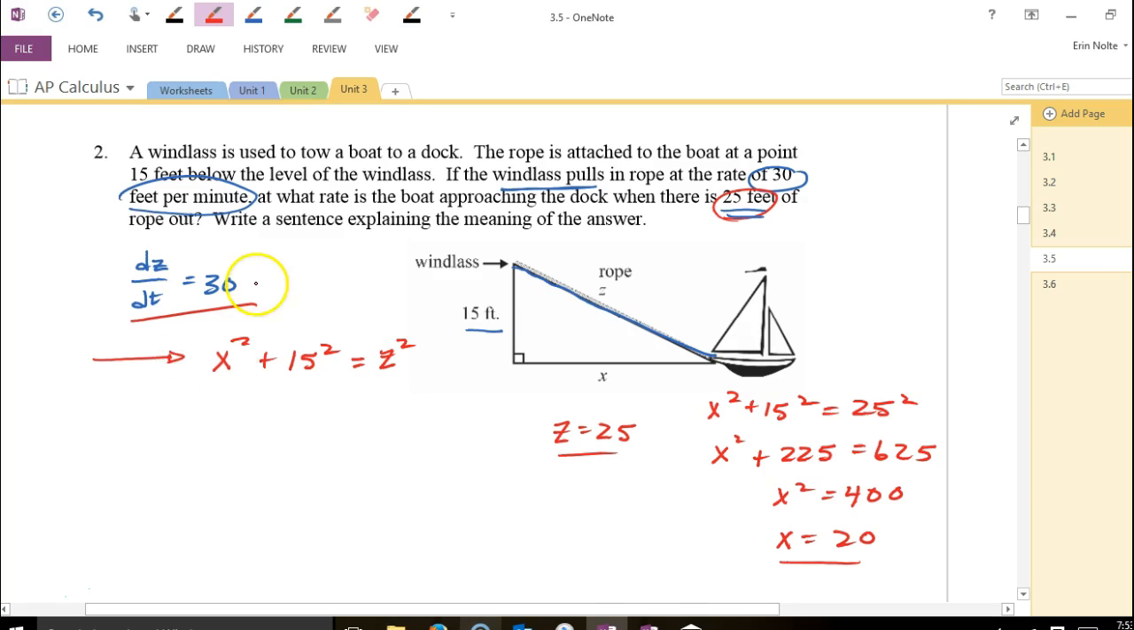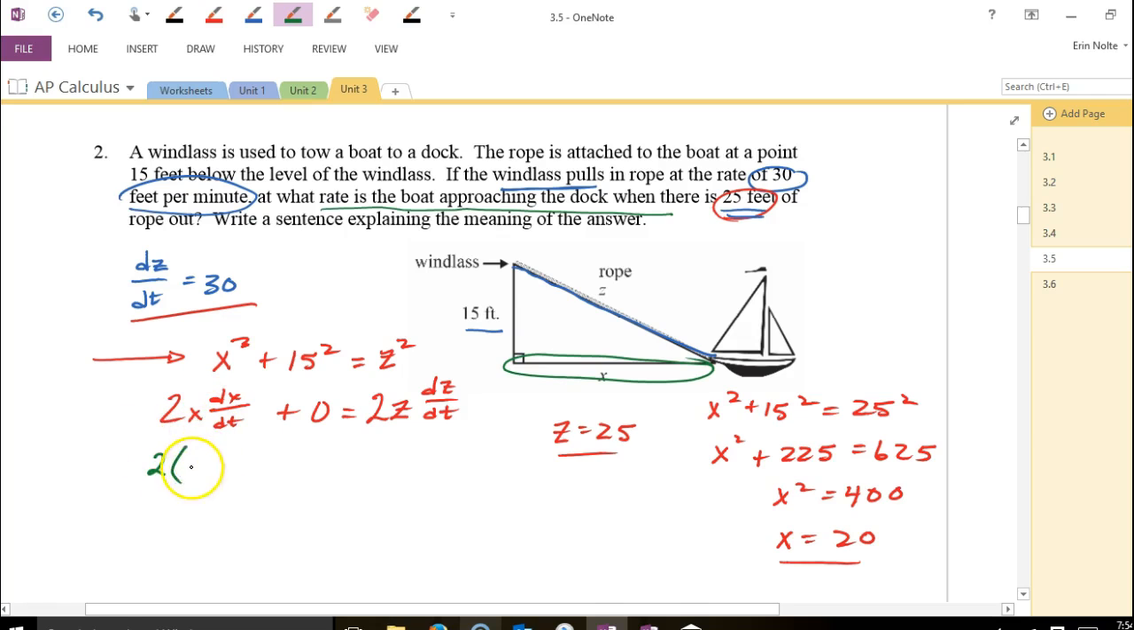Okay, so if I derive this, I have x squared, so the derivative of that would be 2x dx/dt. The derivative of our constant piece is 0. The derivative of z squared would be 2z dz/dt. Okay, so there is my derivative. At this point, I'm going to plug in the information that is given to me. I've got x, z, and dz/dt. So what am I going to be solving for, which, by the way, was the rate at which the boat is approaching the dock, which is this rate of change, the dx/dt.